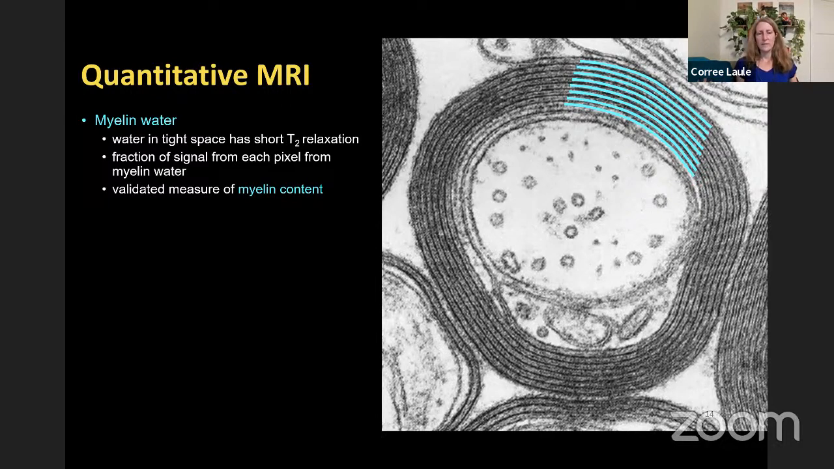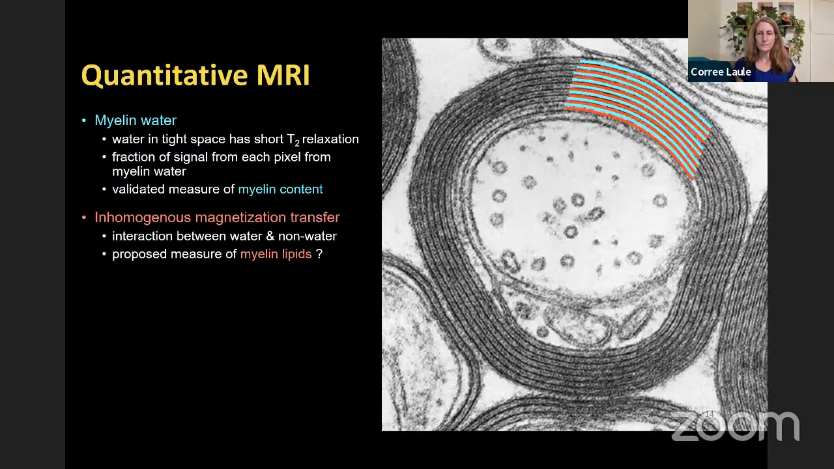And then from this technique, because this T2 time is so much shorter, we can extract out the fraction of signal from our T2 distribution. So looking at the entire, all the different T2 times, and reflect that as a fraction of myelin water associated signal. And this has been previously validated as a measure of myelin content in multiple sclerosis and also animal models.